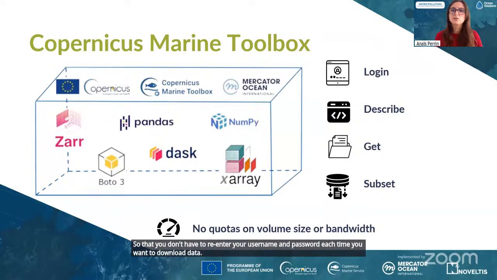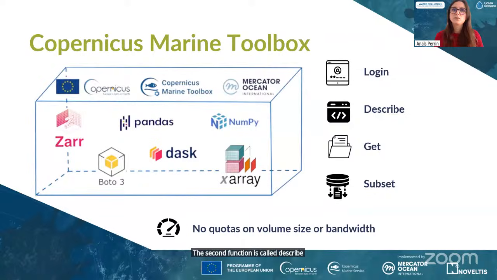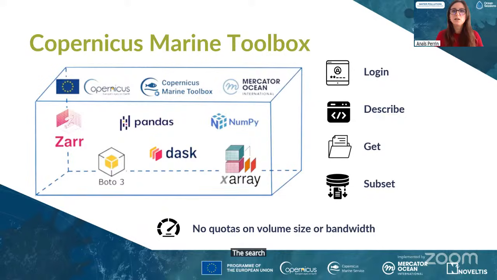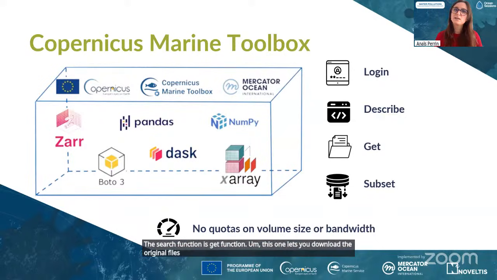The second function is called describe. It allows you to retrieve catalog information and detailed metadata for products and datasets. The third one is the get function. This one lets you download the original files exactly as they are provided by the data producers.